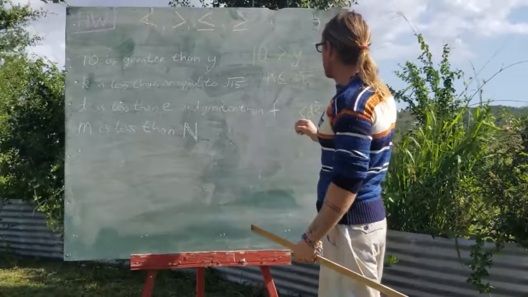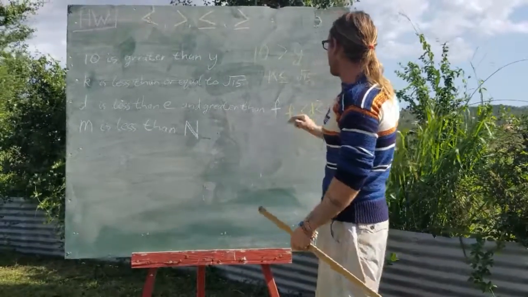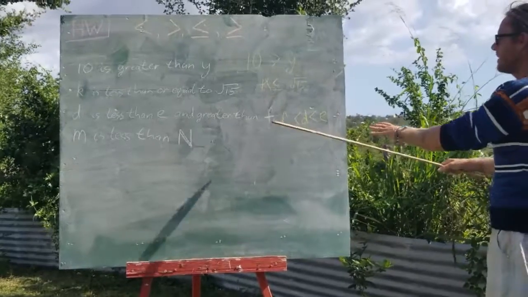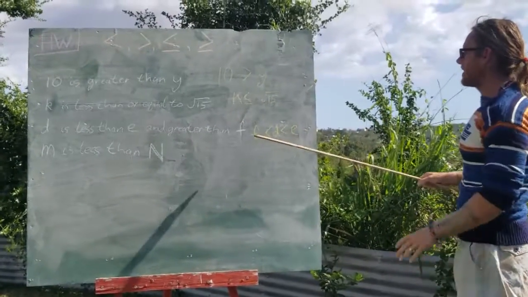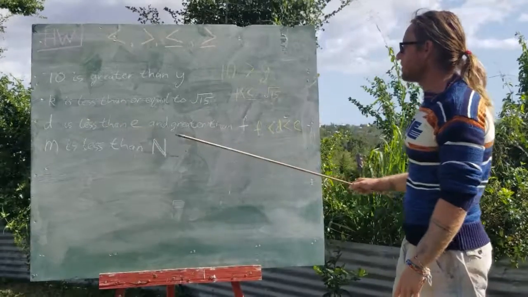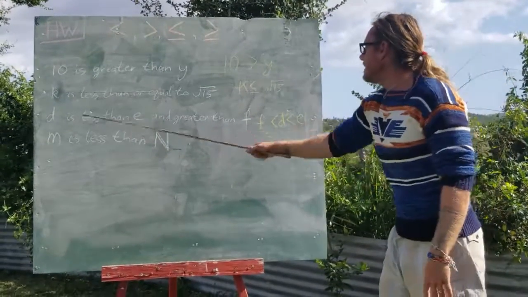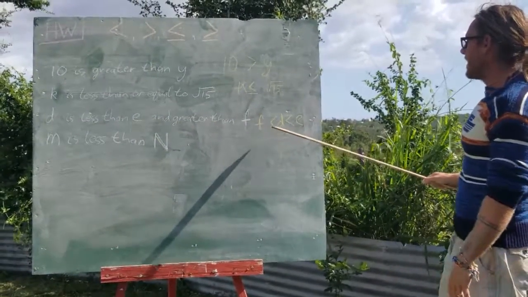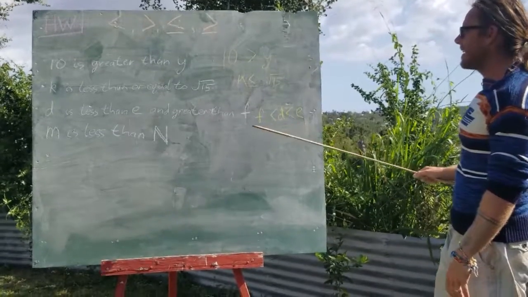greater than f. So let's read this as we have it. We were saying that f is less than d. That makes sense because d is greater than f. We're saying that d is less than e.